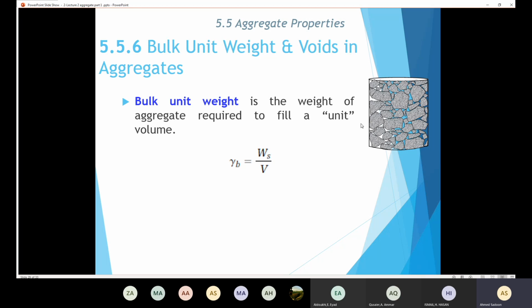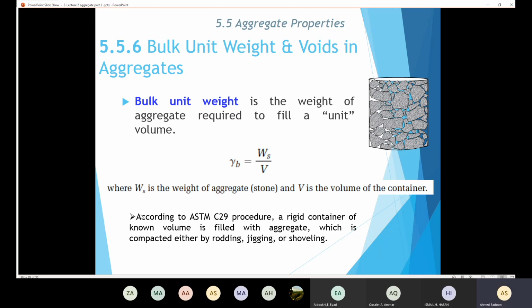So we are going to measure the weight of the container here, and also we need to determine the weight of the container plus the weight of the aggregate. I'm going to subtract this one from that one to get the weight of the aggregate, and I should know the volume.